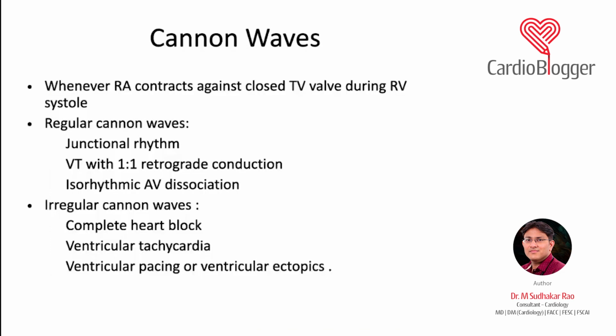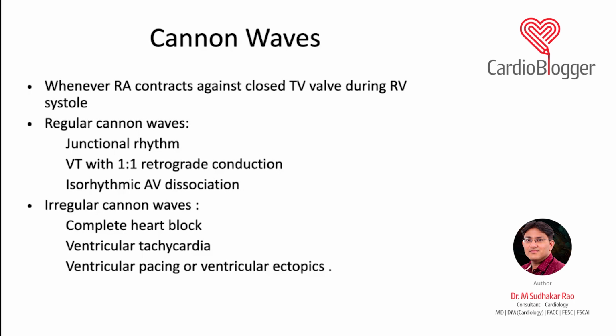Now there is something known as the Cannon wave. Every time people will be asking you what are Cannon waves. Cannon waves are nothing but giant A waves, and it is due to the contraction of the atria against a closed tricuspid valve during RV systole. When the atria contracts against a closed tricuspid valve, it produces a Cannon A wave.